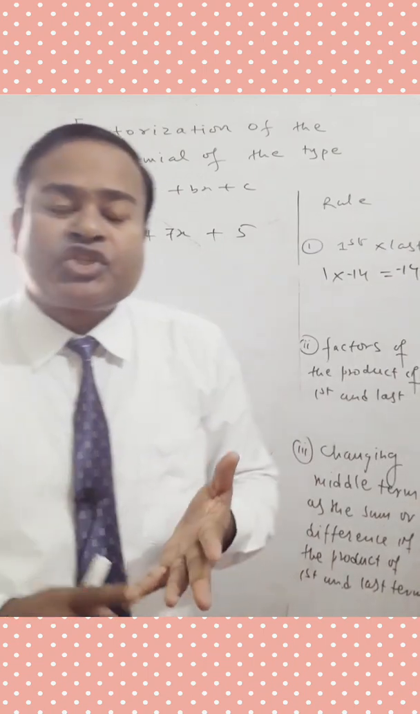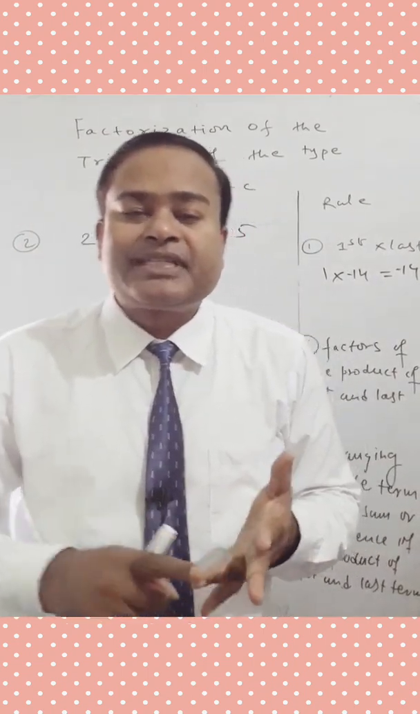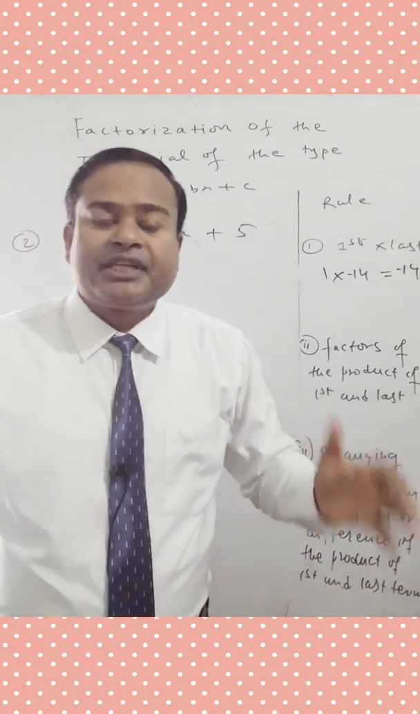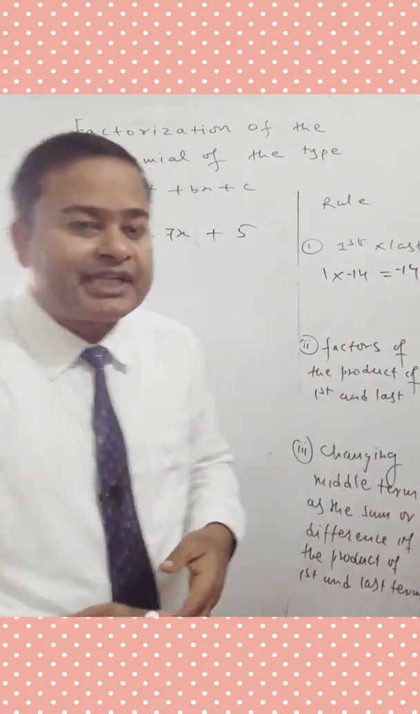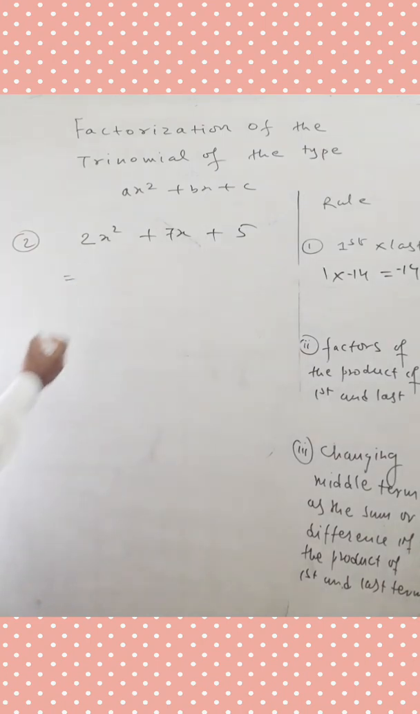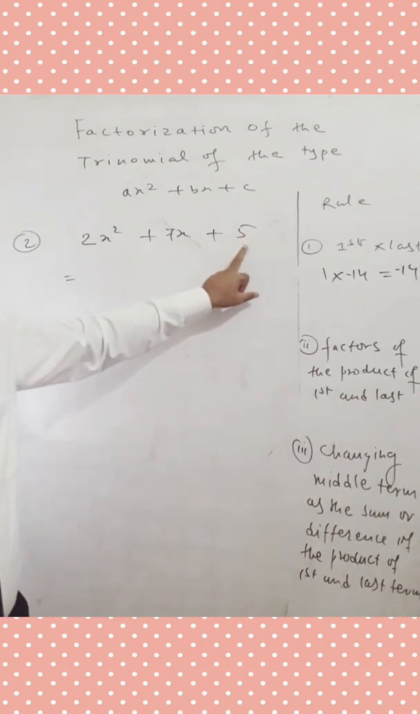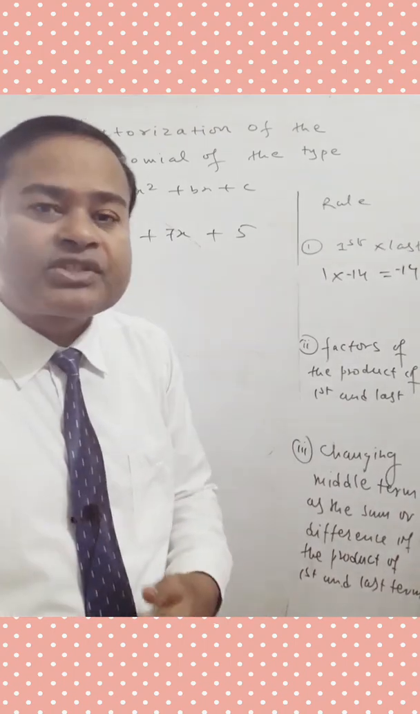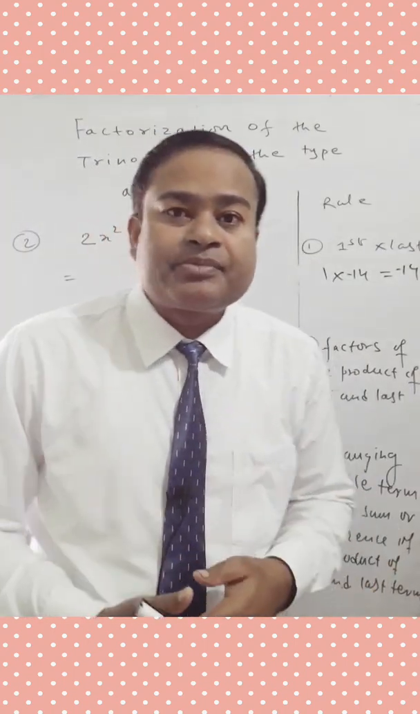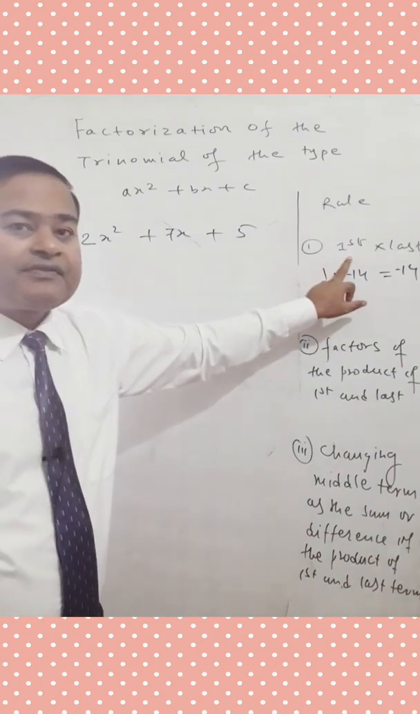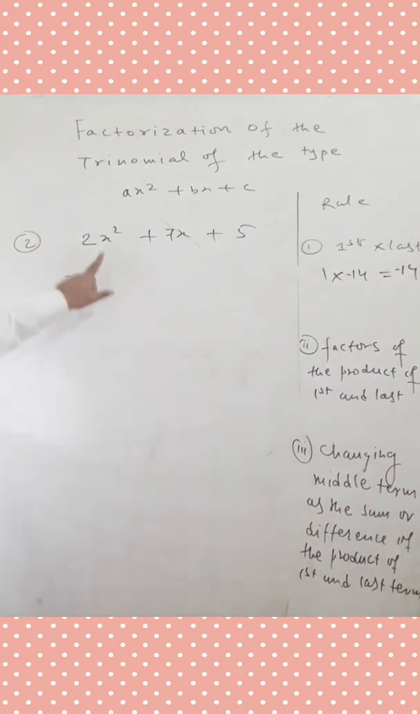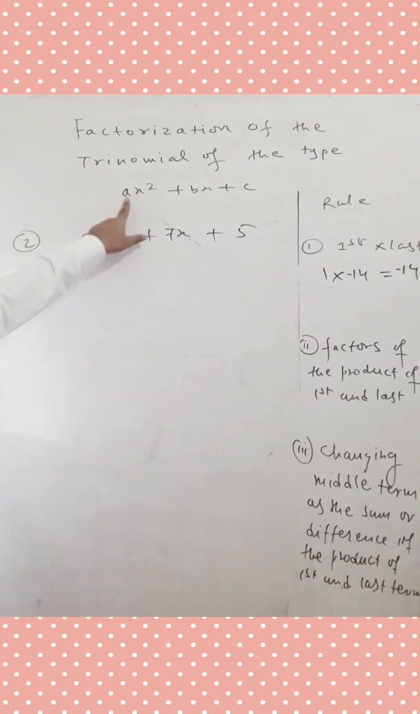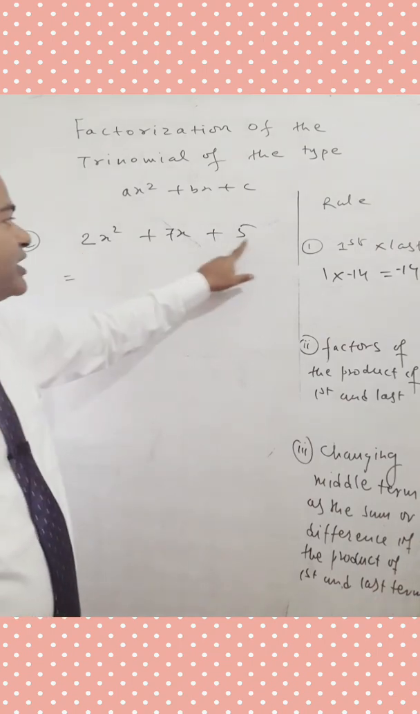Dear students, in the trinomial ax squared plus bx plus c, a, b, c are the real numbers which can be positive or negative. So dear students, let's factorize the trinomial 2x squared plus 7x plus 5. The first step of the first into last method of factorization of trinomial of the type ax squared plus bx plus c is we have to multiply the first number and the last number. First number, that means a, the coefficient of x squared. We multiply the coefficient of x squared, which is 2, with the constant 5.